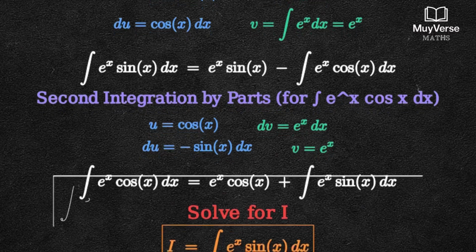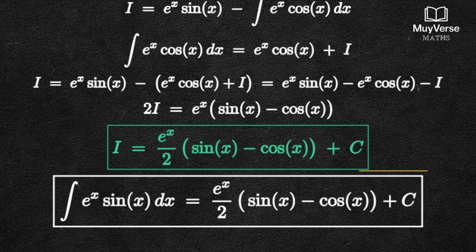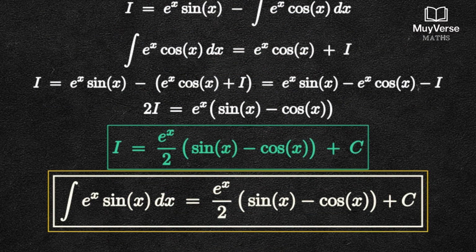We are done. The integral of e to the x times sine x dx equals 1/2 e to the x times sine x minus cosine x plus the constant c.